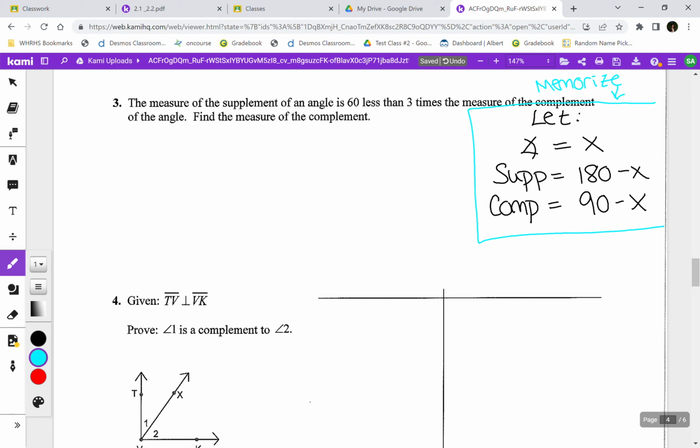All right, now you're going to go through and translate the words into symbols. So it says the measure of the supplement of an angle. Go to your let statement. What did we say the supplement of the angle was represented by? 180 minus x. So that's what we're going to write down. That's not showing up very well. Then it says is. What does is mean? What symbol, Jocelyn? Equals. Is means equals.